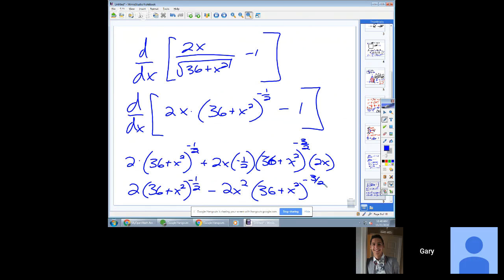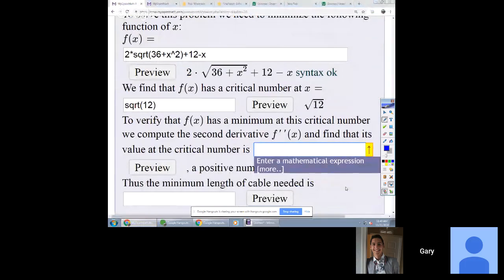And what f of 12 is? So this would be f double prime. So we want to plug the square root of 12 into that. I got 0.2165. Okay. So what we really care about is a positive number. So back here, the value when we plug that in is positive.